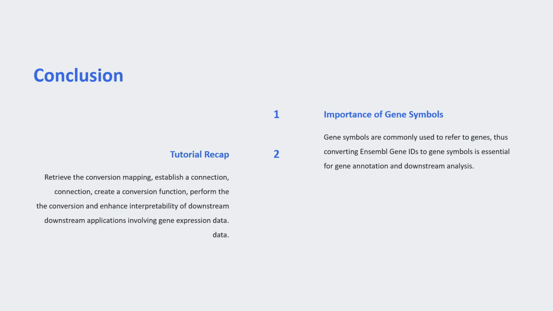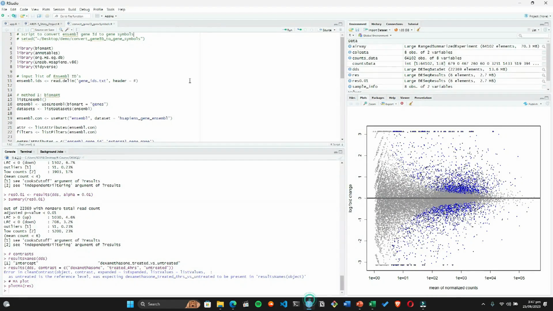So that is a tutorial recap. We have to retrieve the connection, and then other things like that. And gene symbols, why are they important? Gene symbols are commonly used to refer to genes, thus converting the Ensembl IDs is essential for gene annotation and our downstream analysis. So let's move to our code section.